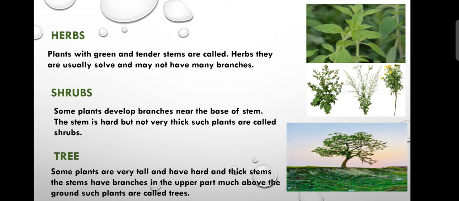Next is tree. Some plants are very tall and have hard and thick stems. The stem has branches in the upper part, much above the ground. Such plants are called trees. Like banyan tree, peepal tree, neem tree.